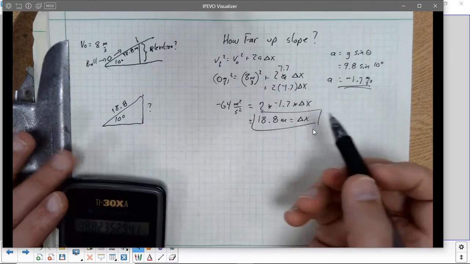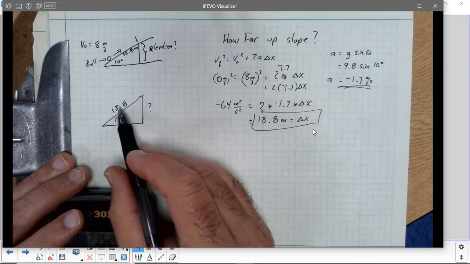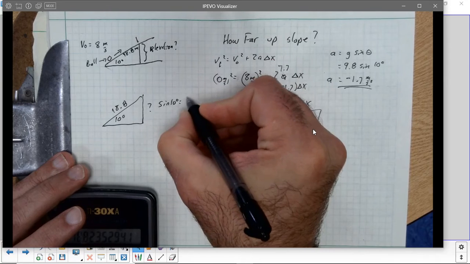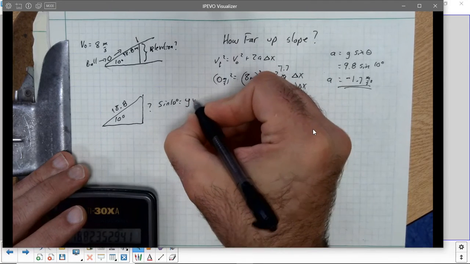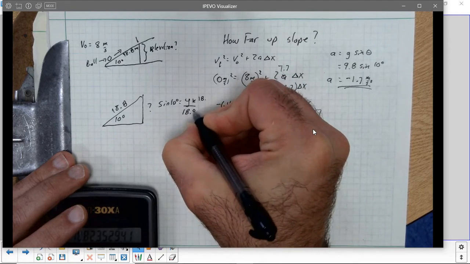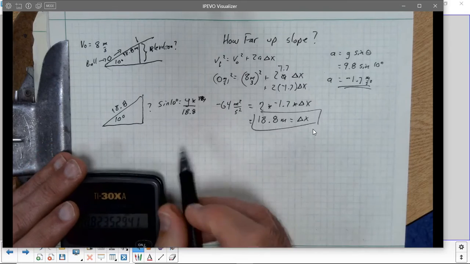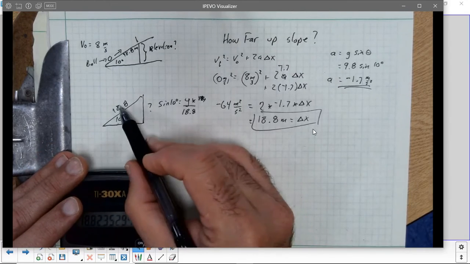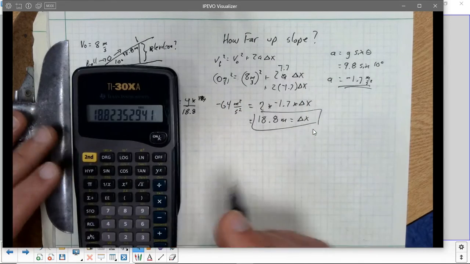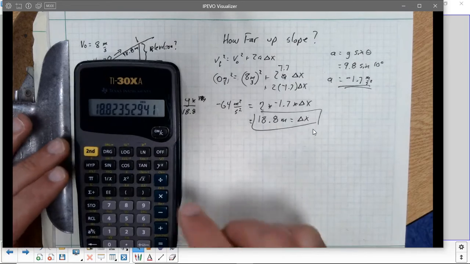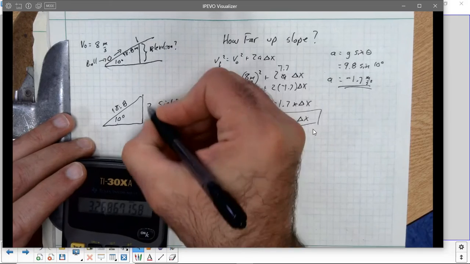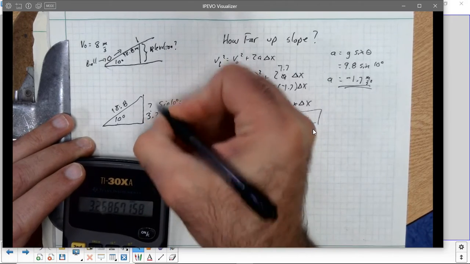So we can use SOHCAHTOA. Sine of theta is opposite over hypotenuse. So the sine of 10 degrees is equal to the y displacement divided by 18.8, because the sine theta is the opposite over the hypotenuse. So we're going to do sine of 10 degrees times 18.8. We already have the same number in there, so I'm just going to use that. I'm going to say times the sine of 10 degrees. Comes out to be 3.2 meters. So this is 3.2 meters.